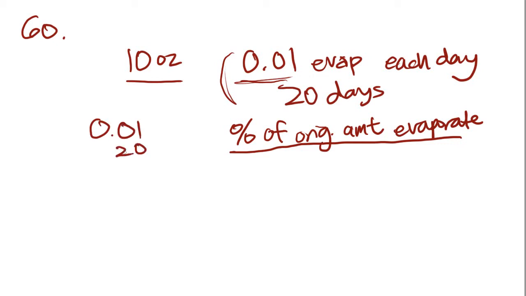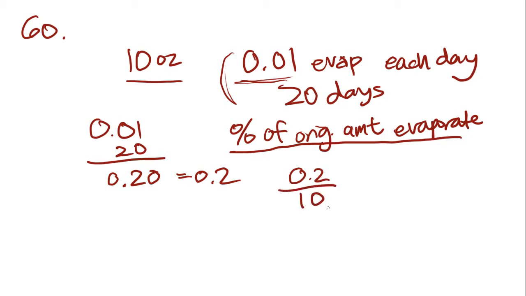0.01 times 20, and that gets us 0.2. So 0.2 ounces evaporated during this period. How much is that? Let's see here. It says, what percent of the original amount of water evaporated during this period? So to figure this out, we're going to have to take 0.2, put that over 10, because that's the amount that was originally in the container, and find the percentage.